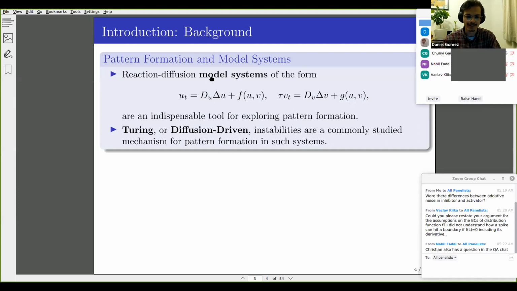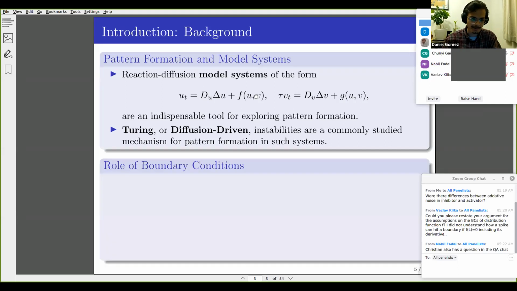Going back to the idea of a model system, we can incrementally add more complexity to it and study the effects of adding that complexity. The aspect that I'm going to be talking about today is what is the role of boundary conditions on such problems. For Turing instabilities, you're always interested in how a spatially homogeneous steady state suddenly undergoes spatially varying perturbation or bifurcation.